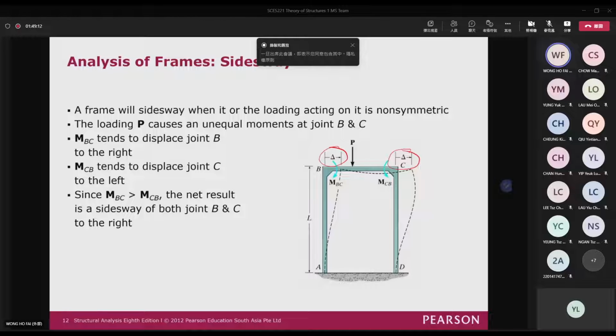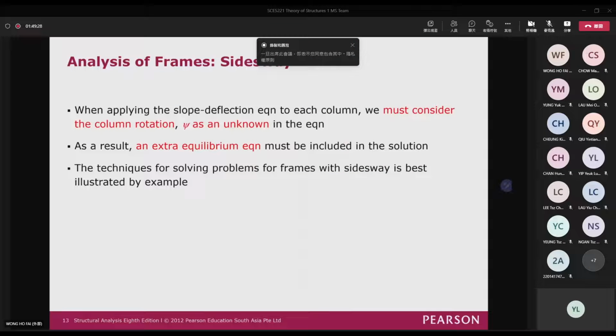So for the member AB, I mean moment MAB, and then for the moment MBA, you need to include this delta. And for the member end moments MCD and then DC also, you need to include this delta. So we will have an additional unknown, which is actually due to this deformation. And then we need an extra equilibrium equation so that we can solve for this delta. And then I will illustrate these solutions by using an example.